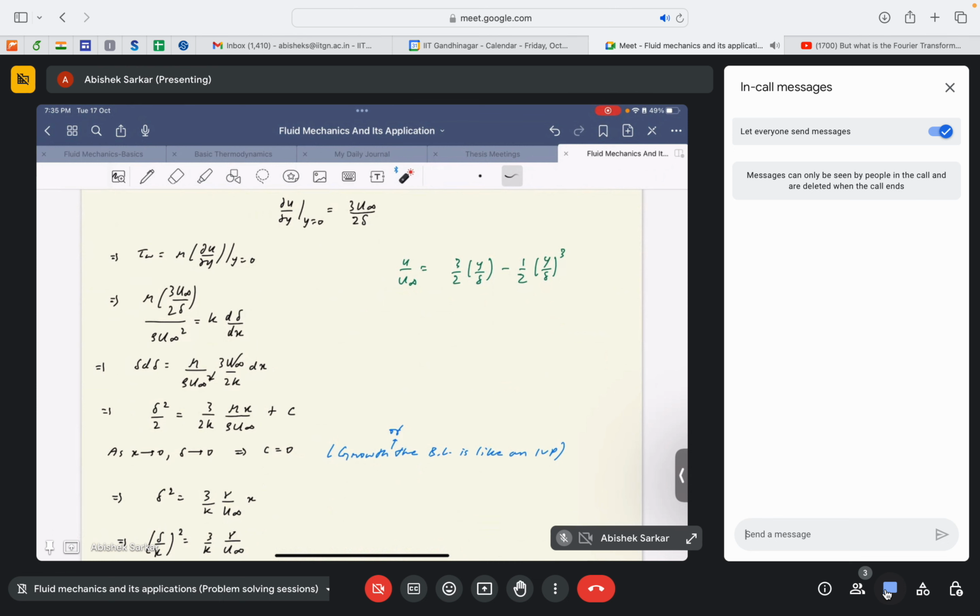Because still we have not evaluated the expression for delta, the boundary layer thickness. So from that we get that delta square by 2, like we get this expression.